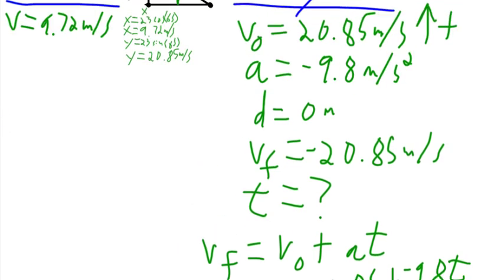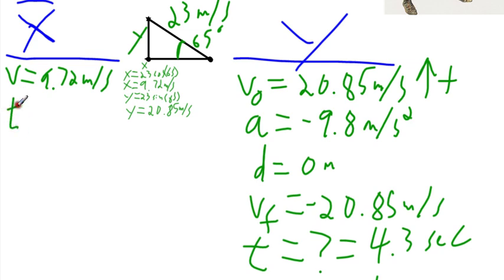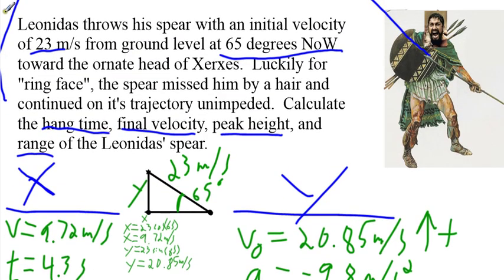So we now have our time. This is actually 4.3 seconds. And we can go and put that in our x-axis as well, because remember the time is here, so time is equal to 4.3 seconds. So now we have the hang time. We need to find the final velocity.